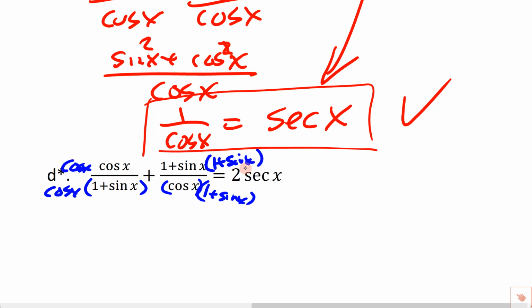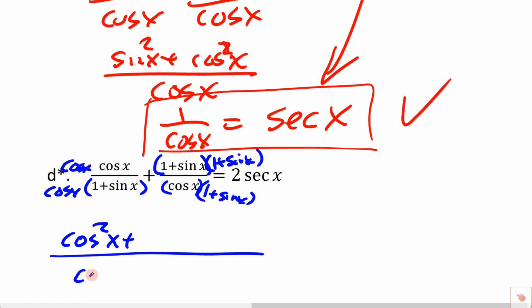Now, watch. This side's pretty easy because it's just cosine times cosine, right? So this is going to be cosine squared of x. This is a binomial. That's a binomial. So the bottom is going to be cosine x times 1 plus sine of x.